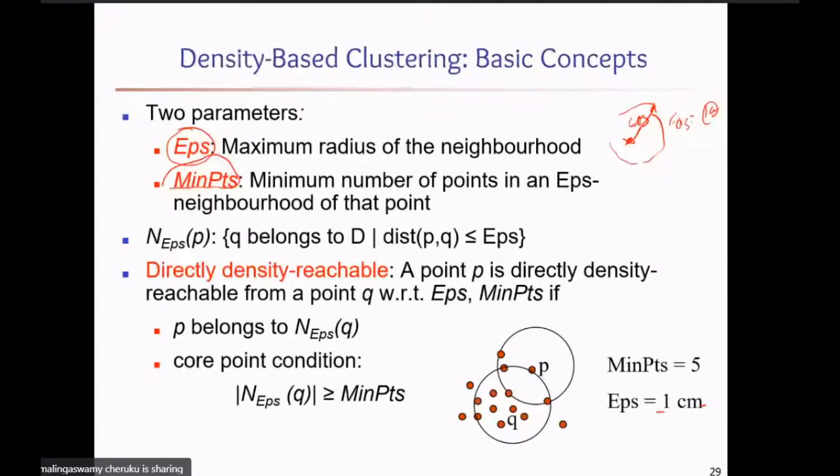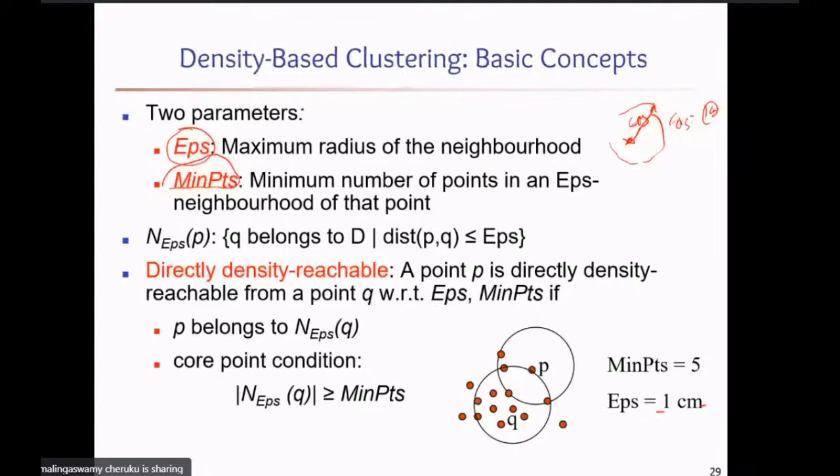It means that in the earlier case, you have Q and P. Q should be a core point and P should be in the neighborhood of Q. That's what we have seen. P is just within one hop, in Q's own neighborhood. That's why it is called directly: we can reach it directly from our own point. That's why it's directly density reachable.